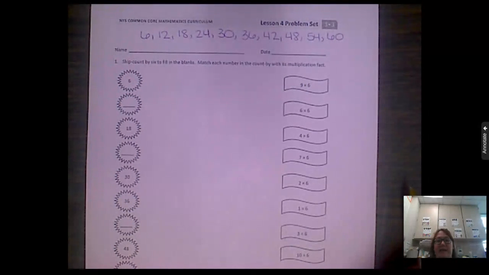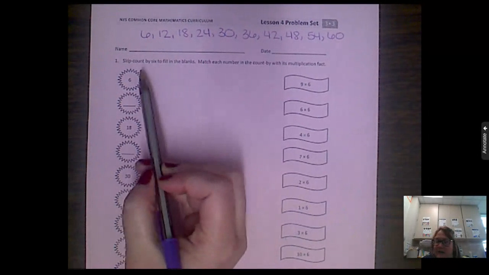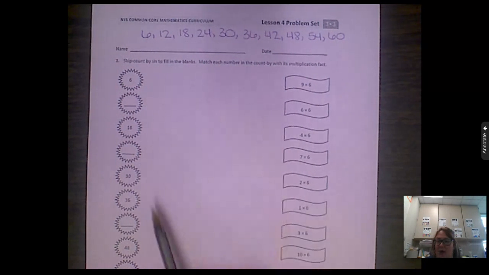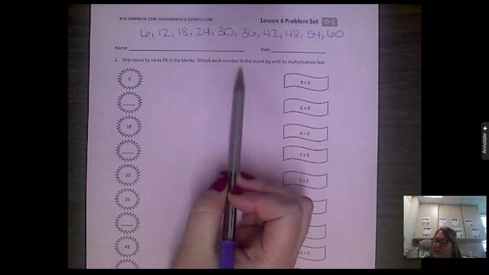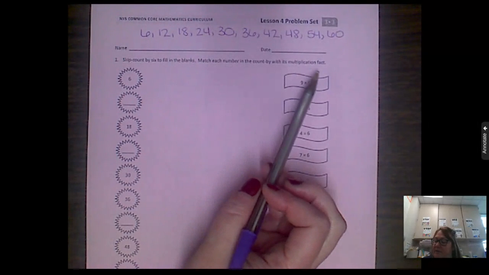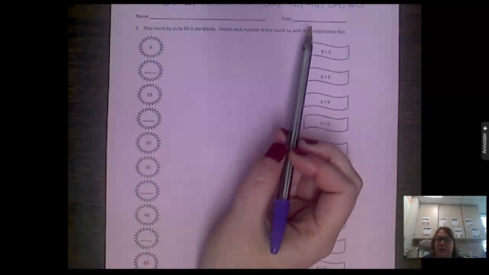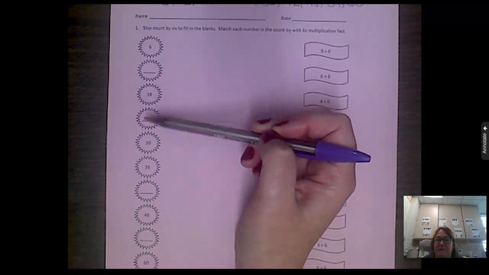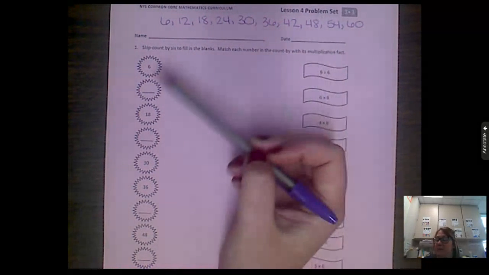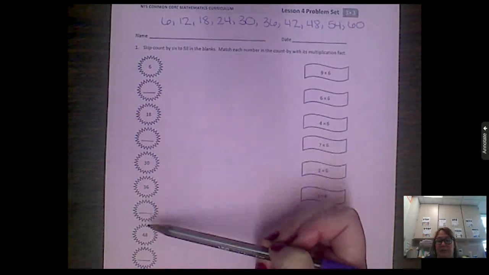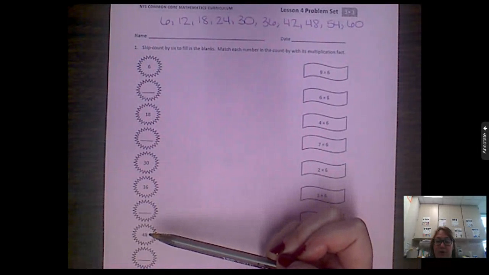So we can use that count by to help us with our lesson today. If we look at the directions for number 1, this is all part of number 1. And it says skip count by 6 to fill in the blanks. Match each number in the count by with its multiplication fact. So if we look at this side on the left, here's our count by. We can fill this in as we go too. So do these look like they're in order?